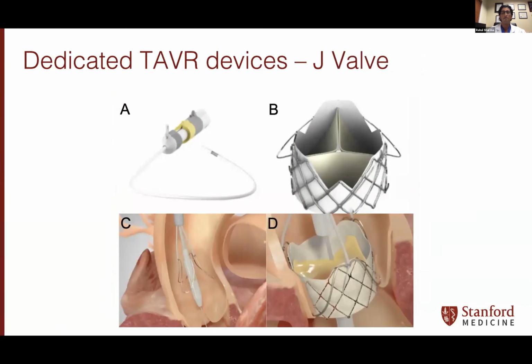The second dedicated valve is the J-Valve from Dr. J in China. Similar principle, where these grooves are designed to find the cusps and the valve is deployed in a similar fashion. There have been some mixed results in the United States, and currently the focus of the company has gone back to China, where they have a much higher prevalence of bicuspid valves. So watch this space in the US.